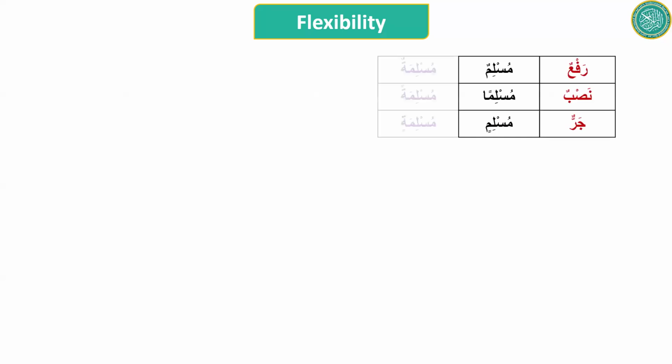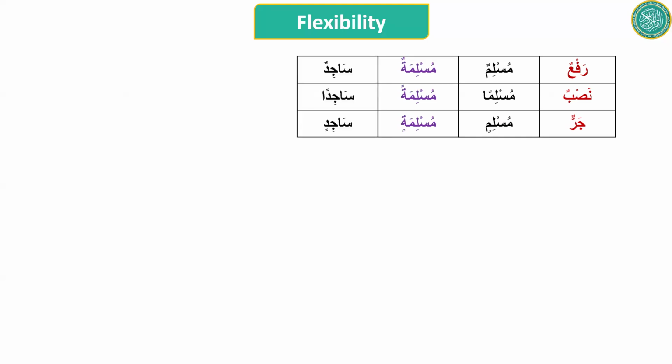Very simple. Similarly, Muslimatun, Muslimatan, Muslimatin. Very easy to tell the status because all three of them are different from each other. Sajidun, Sajidan, Sajidin: rafa, nasab, jar. Jamilatun, Jamilatan, Jamilatin: rafa, nasab, and jar.